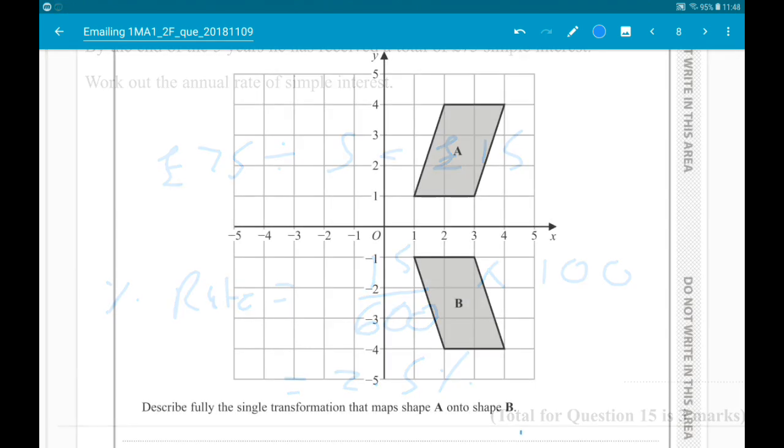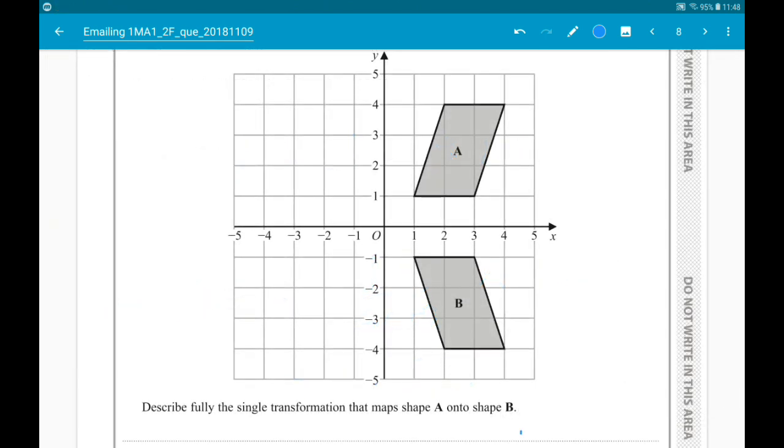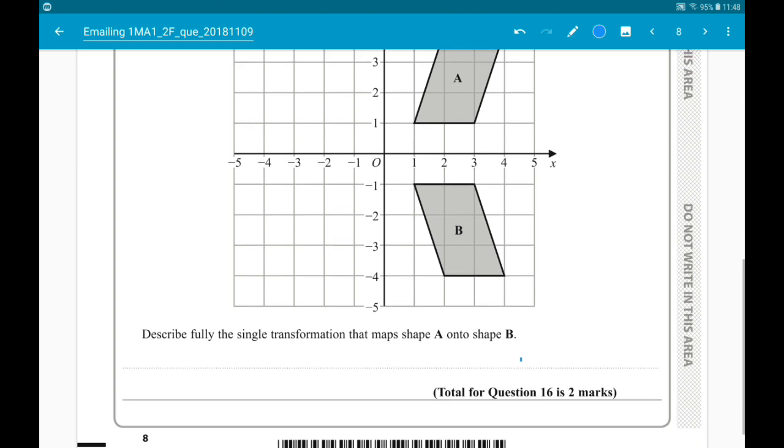Cool. Okay, then for number 16, we want to describe fully the single transformation which maps shape A onto shape B. So, hopefully you can see the shapes are symmetrical through the x-axis, so it's a reflection through the x-axis.